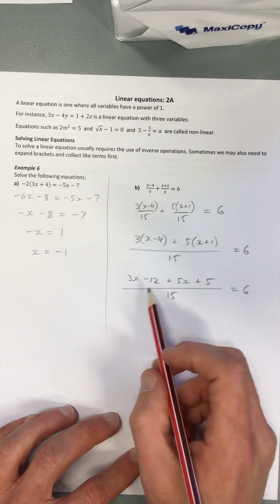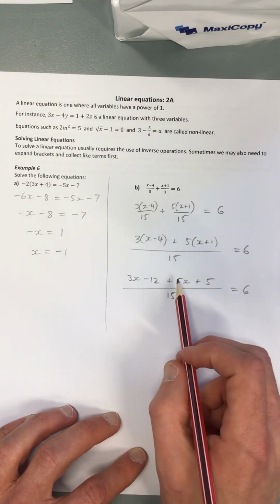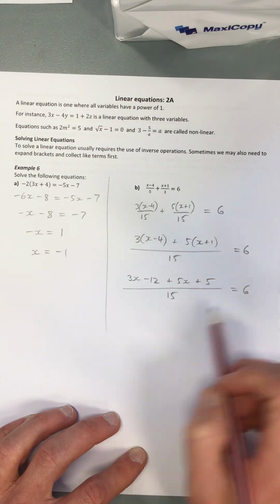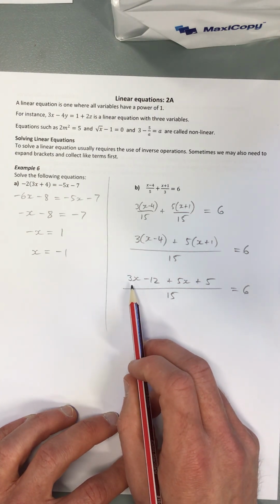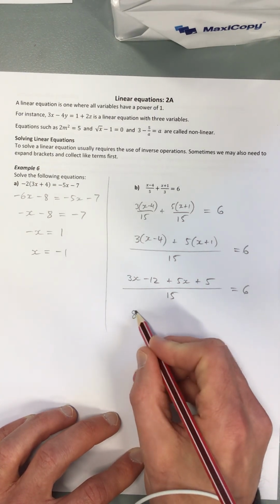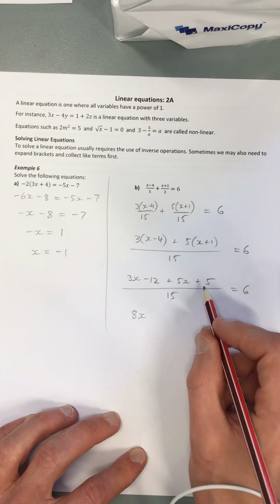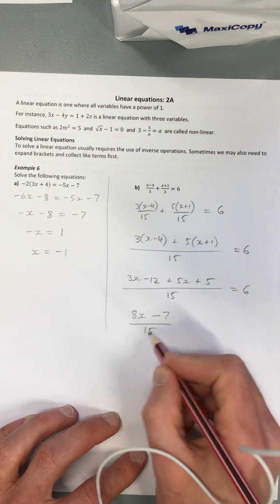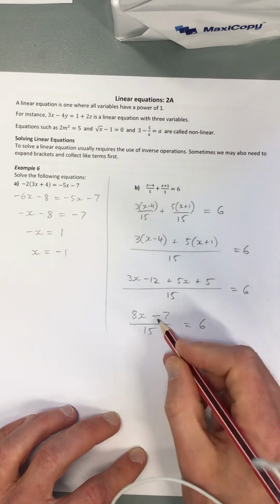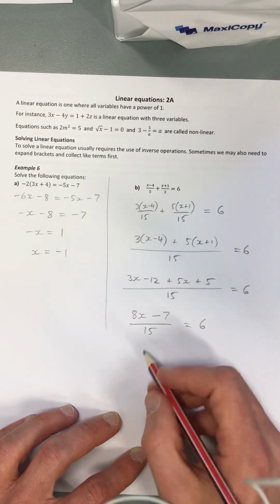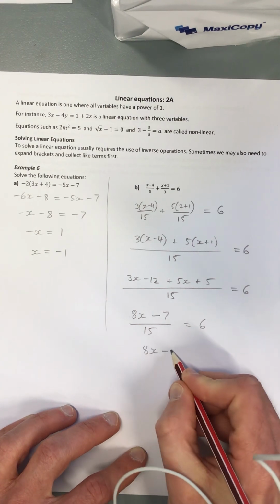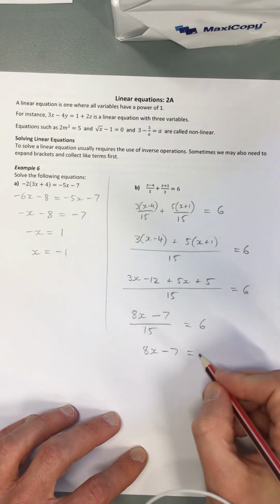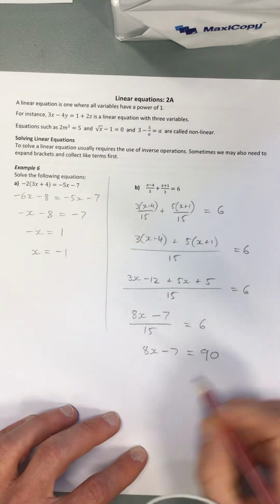Now let's do 2 steps in one here. Let's collect these like terms together on the top, but we're also going to multiply both sides by 15. So collecting the like terms, 3x plus 5x gives us an 8x. Minus 12 plus 5 gives us minus 7. Actually, I'll tell you what, I won't be lazy. I'll do it in a separate step. So keep the over 15. Now multiply both sides by 15. 15 times 6 gives us 90, I believe.